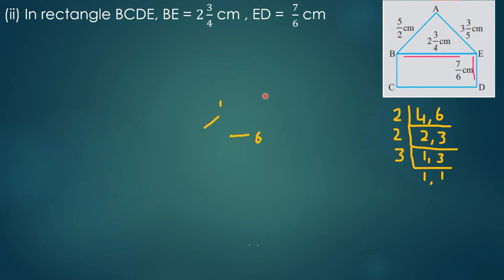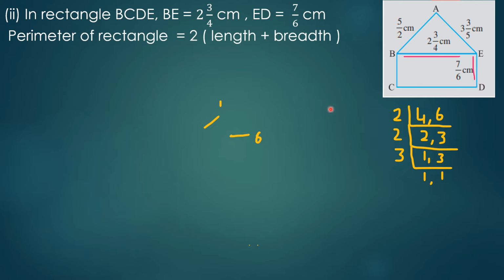Now let us go for the second sub question. So we have to find the perimeter of the rectangle BCDE. So in the rectangle BCDE, what is given? They have given the length of the rectangle BE equal to 3 by 4 centimeter and ED, that is the breadth of the rectangle, 7 by 6 centimeter.